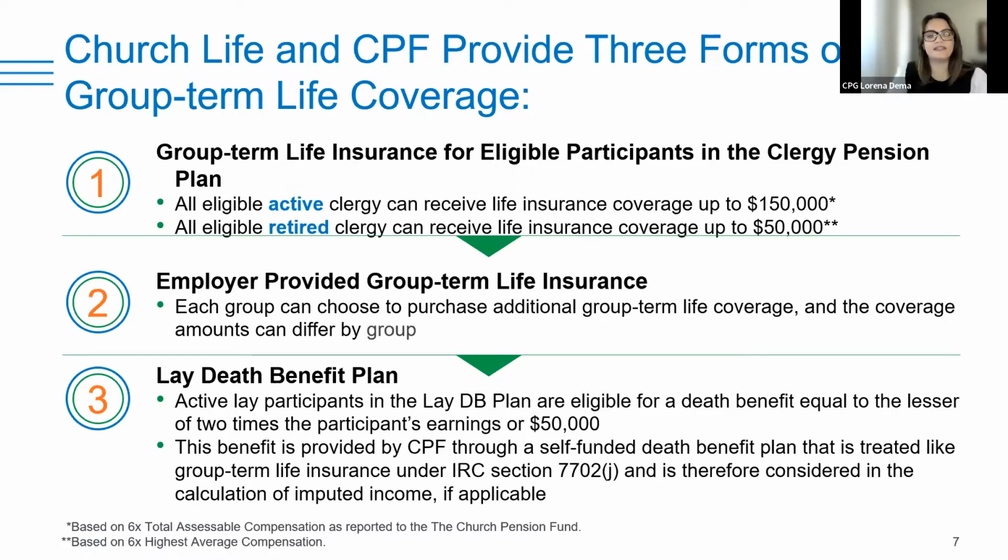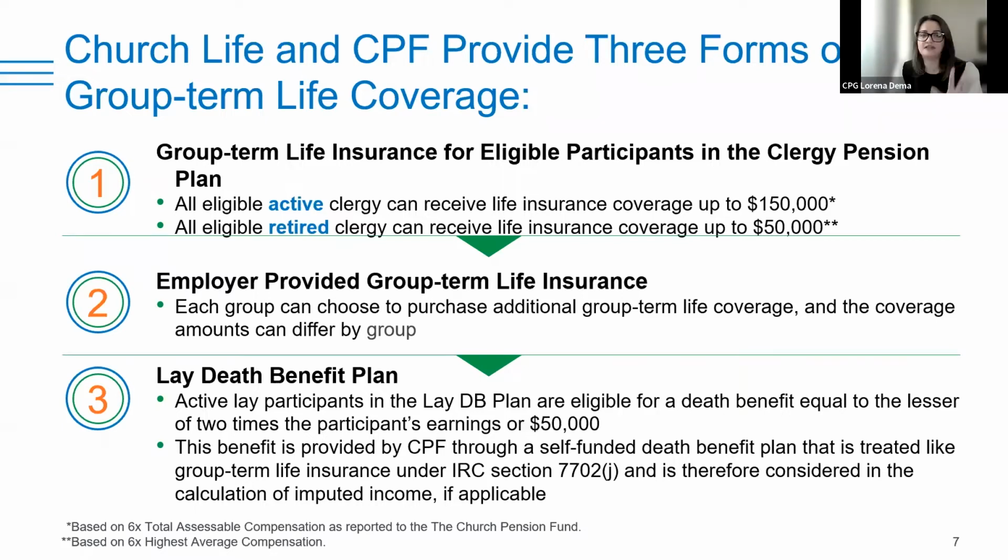And the third is the lay death benefit plan. Currently, all active lay participants in the lay DB plan are eligible for a death benefit that is equal to the lesser of 2 times their participants' earnings, or $50,000. And because this is a benefit that is provided by CPF through a self-funded death benefit plan, it is treated just like the other 2 group term life insurance coverages. And of course, IRC Section 79 governs that, and therefore we consider it in the calculation of imputed income.